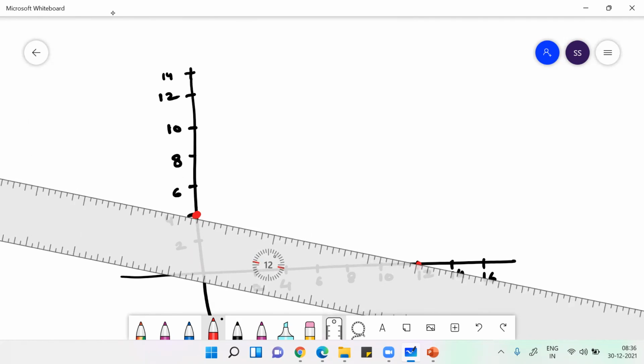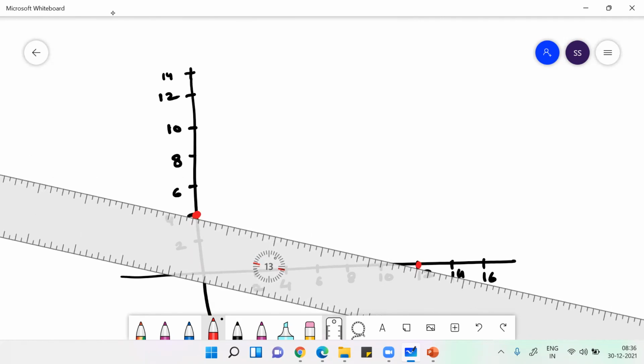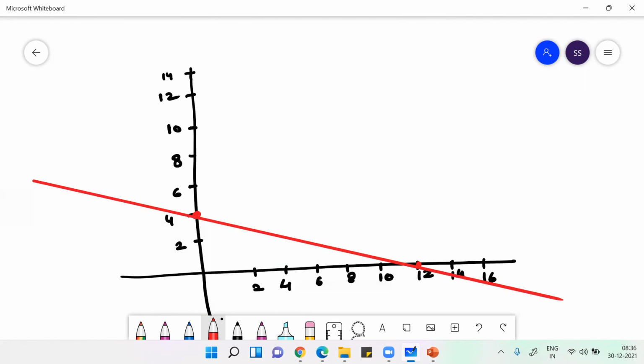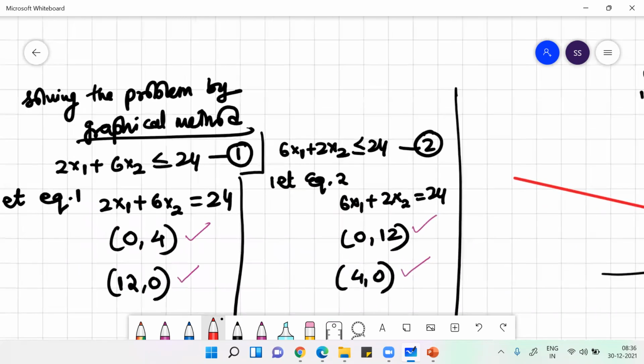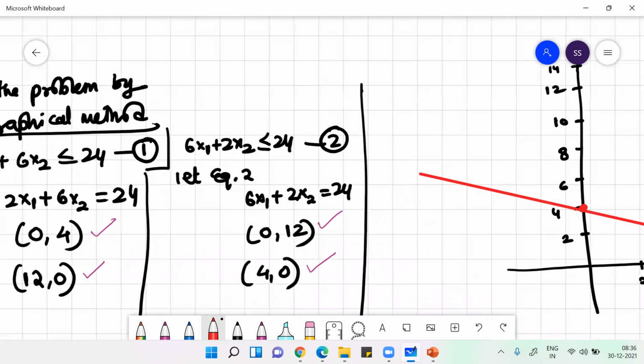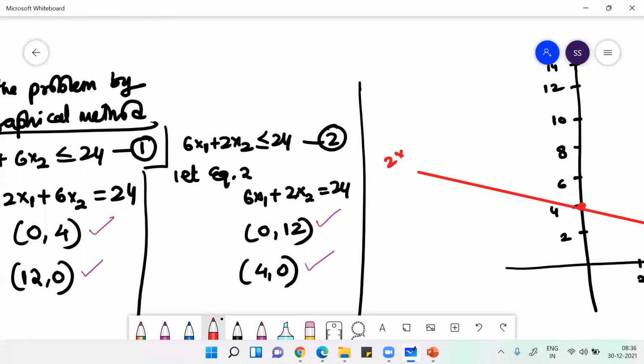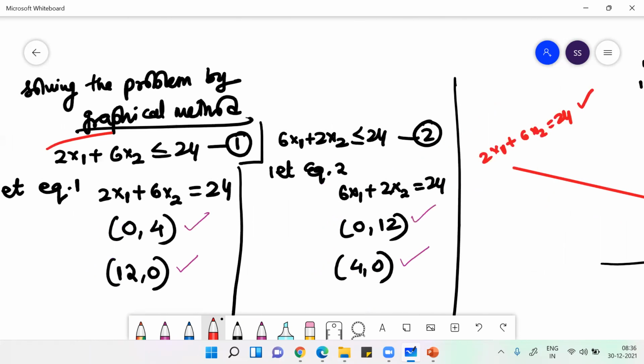Just join this properly. Let me draw a line. So this is basically the line of the first equation. Your first equation is 2x1 plus 6x2 equal to 24. This is basically the line of the equation 2x1 plus 6x2 equal to 24. But I did not want this, right? What I wanted is the region.